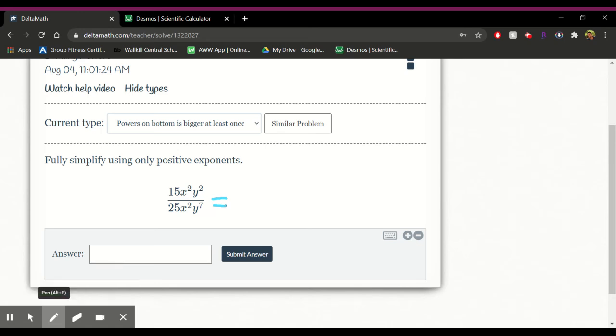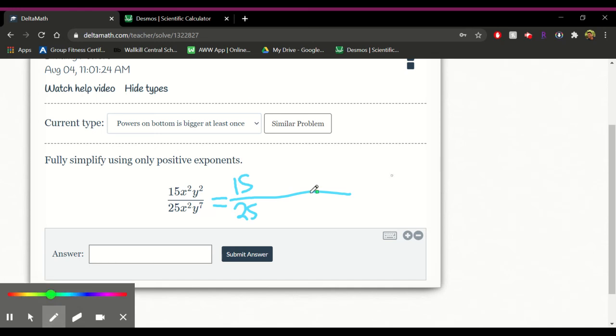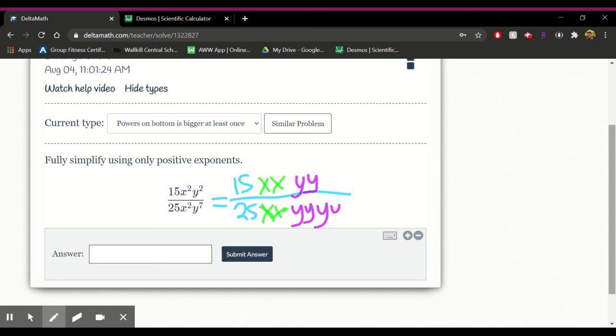All right, so we expand this out. 15 over 25. We're like, well, 25 doesn't go into 15, right? I'll show you in a little bit. Let's just expand it all out first. We have x squared and x squared. So x, x, x, x. And we have 2 y's up top, 1, 2. And then 7 on the bottom: 1, 2, 3, 4, 5, 6, 7.